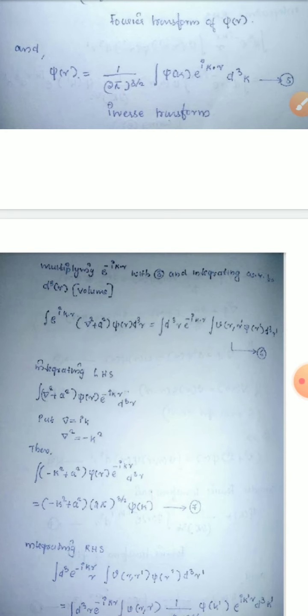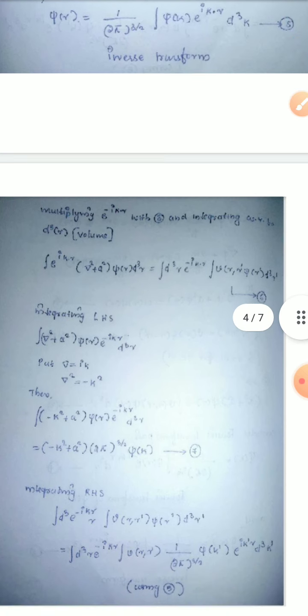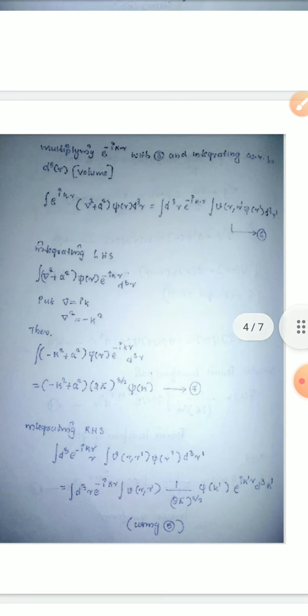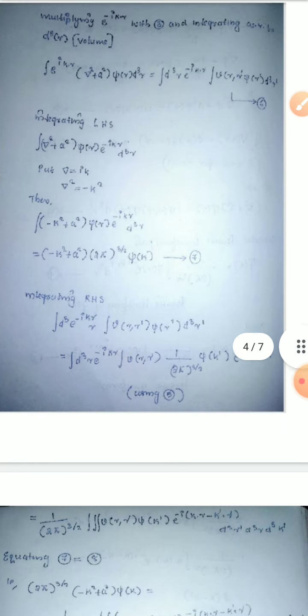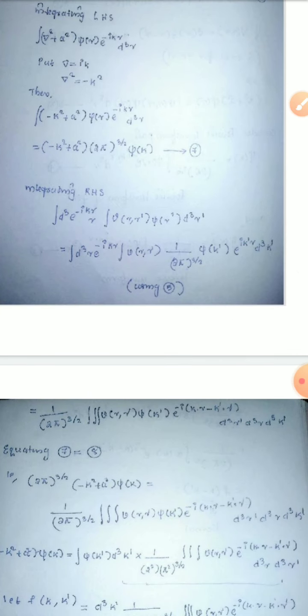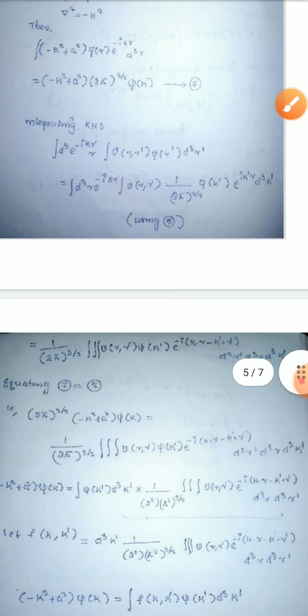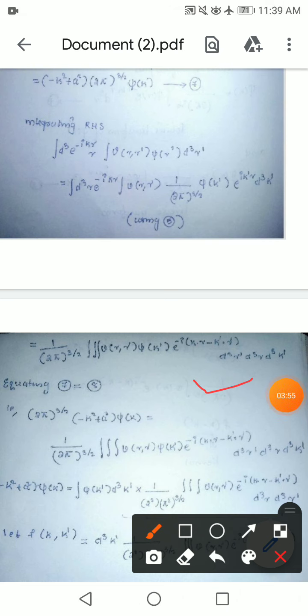Now we have to integrate both sides separately. Integrating the LHS, we have the integral of del squared plus a squared psi of r e raised to minus i k dot r d cube r. Let del be i k, then del squared will be minus k squared. Then we will get equation 7. Similarly, we integrate the RHS, substituting equation 5 here and integrating, we will get equation 8.